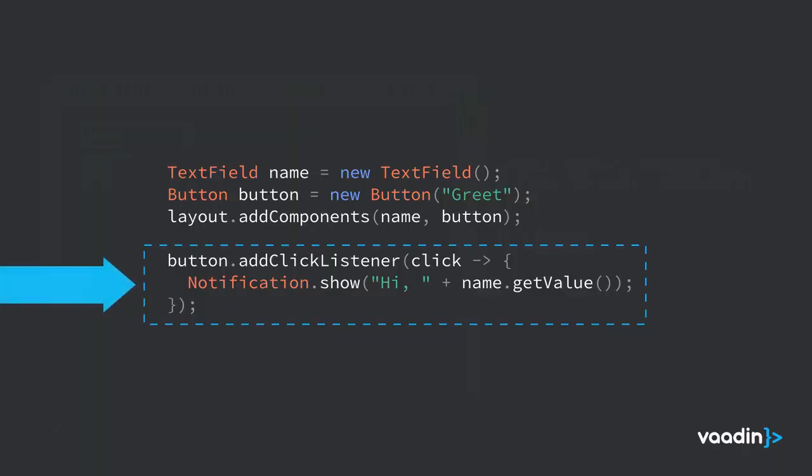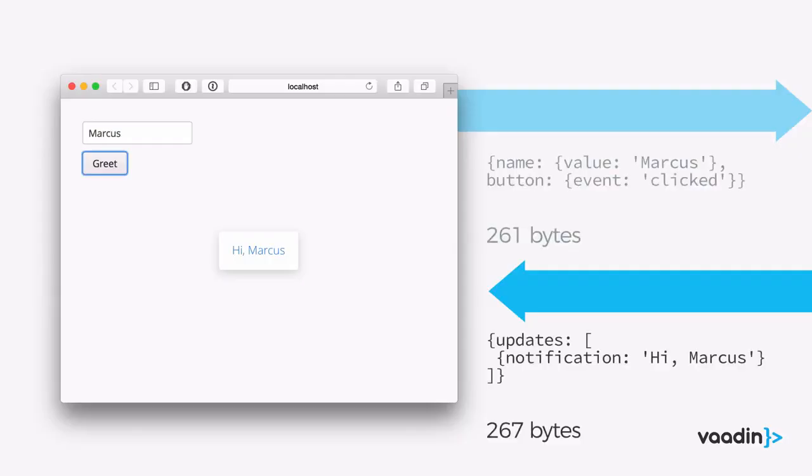Then on the server, the framework takes that information and translates that to actually running this listener in the JVM. So our click listener here will get run. This is some code that's running on the server. We can get the value from our text field, since that was passed over from the browser, and we can show notification. Adding that notification, again, will create this little JSON message saying that here are the updates to the UI since last time. There's a new notification component, and it should have the caption of Hi Marcus.